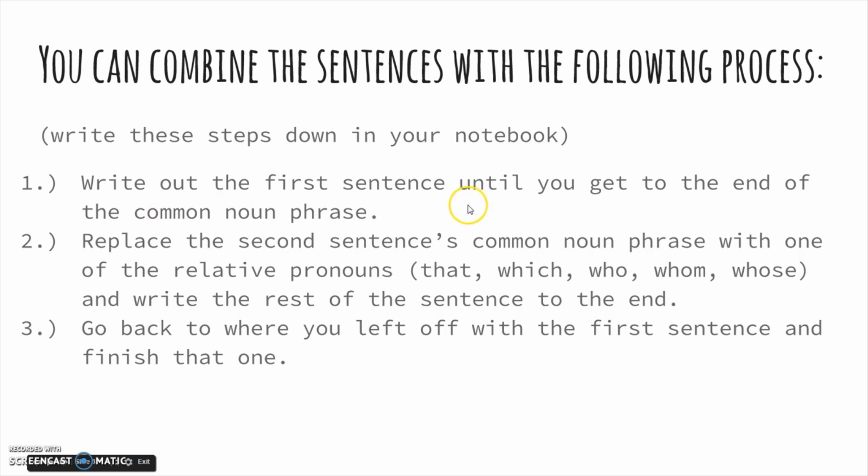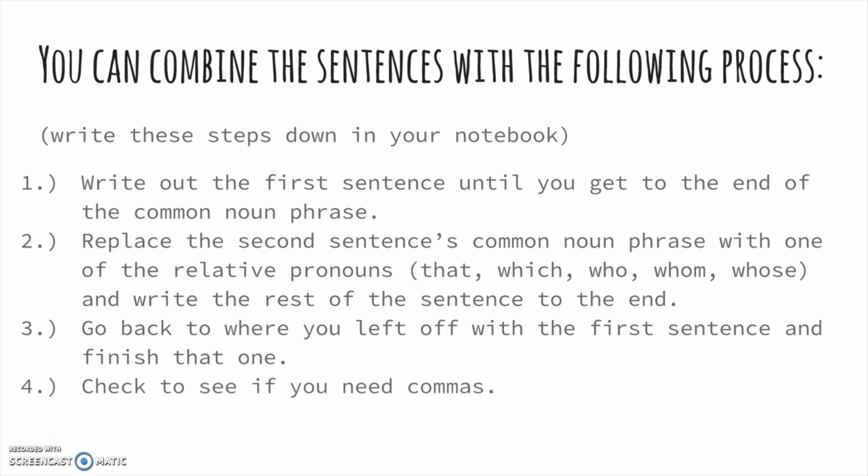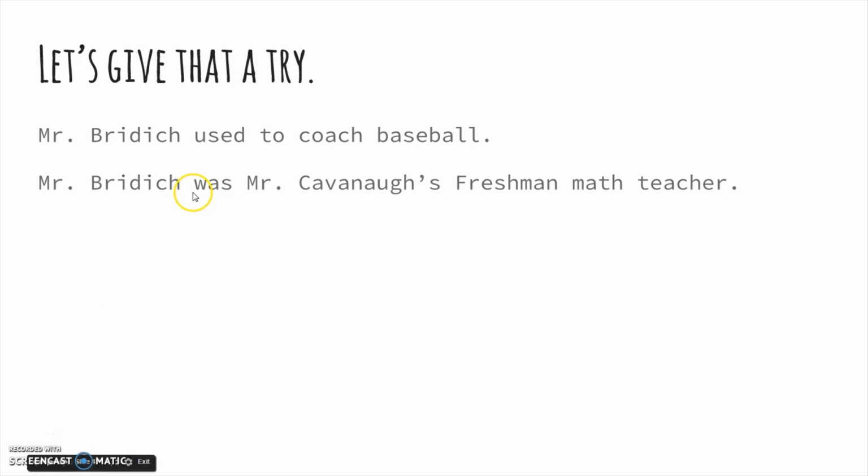You write out the first sentence until you get to the end of the common noun phrase. You replace the second sentence's common noun phrase with a relative pronoun: that, which, who, whom, and whose. And we'll talk in a second about how to select which relative pronoun you're going to use. And then you write the rest of the second sentence until the end. So the only change you made to the second sentence was that you replaced the overlapped phrase with one of these words, and then you write out the rest of the sentence, and then you go back to where you left off with the first sentence, and you finish it. Okay? Then at the very end, you check to see if you need commas. We'll get to that.